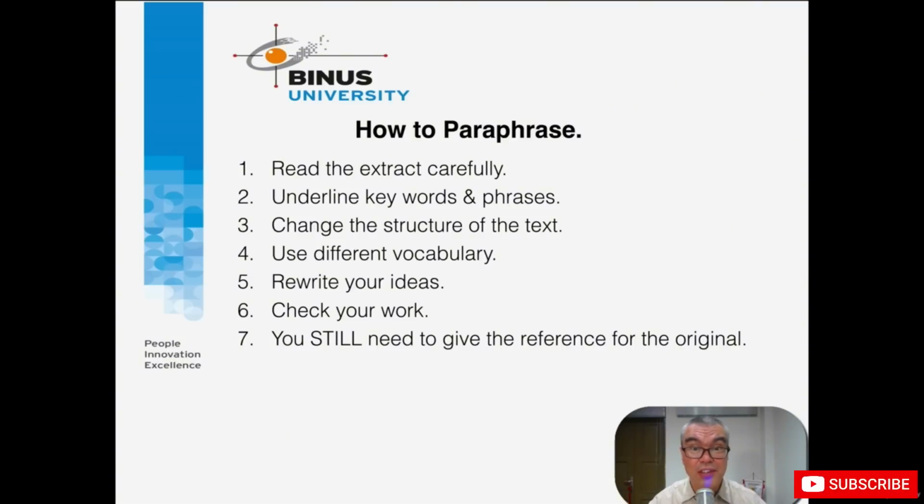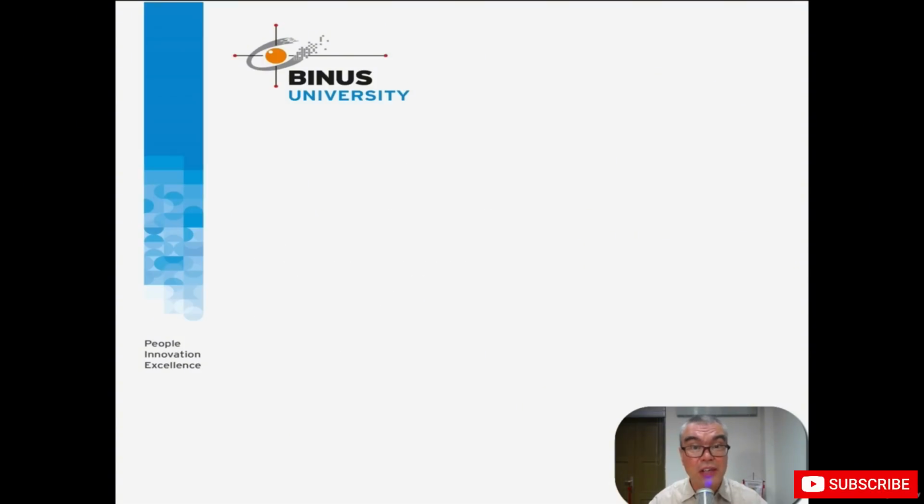Note also, this is just a reminder, you still need to give reference to the original work. So you need to give a citation as you would any other kind of work. Even though you're writing this in your own words, you still need to include the citation. All right, so that's an overview of the steps. Let me talk about some of these steps in a little bit more detail.